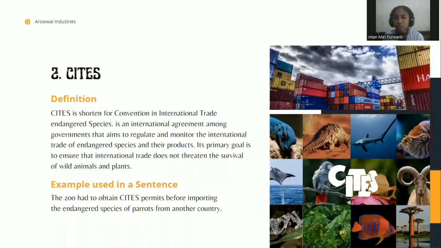The second term that I found is CITES. CITES is short for Convention on International Trade in Endangered Species. An example sentence: the zoo had to obtain CITES permits before importing the endangered species of parrots from another country.